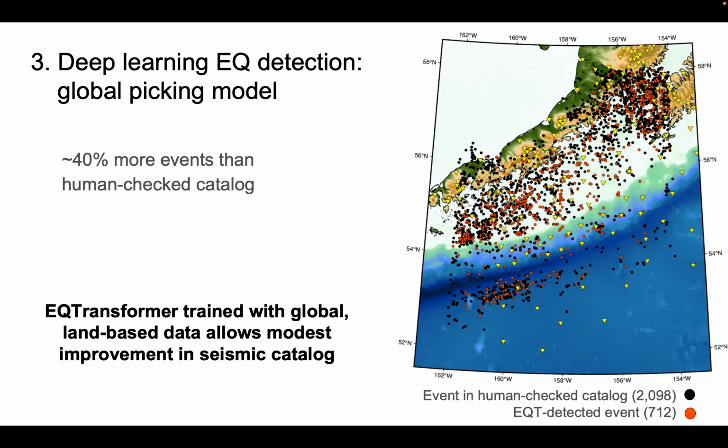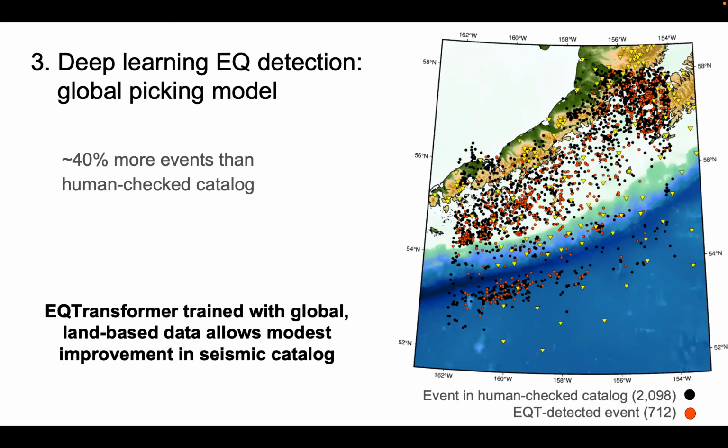But it doesn't compare to some of the previous work that's been done with machine learning, where they find an order of magnitude more events. So we're thinking, well, why can't we find more earthquakes here? And I think it's because when Earthquake Transformer was trained, it had never seen ocean bottom seismic data before.